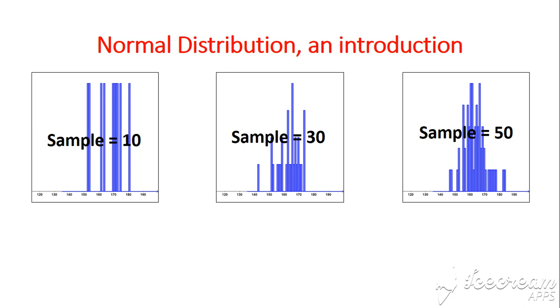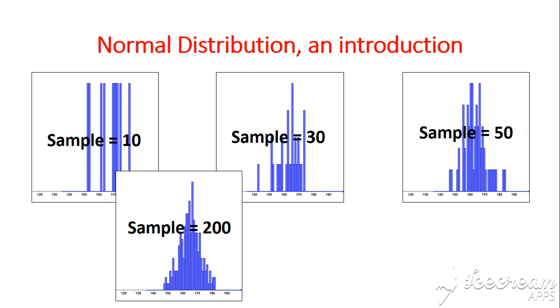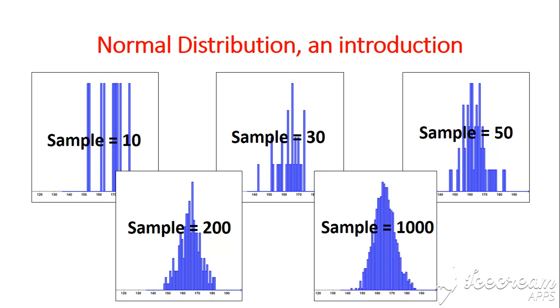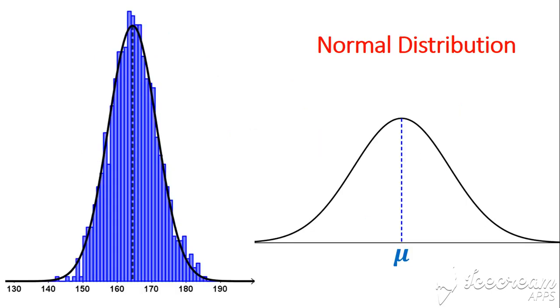Now, by the time we get to samples of 200, or even go all the way to samples of 1,000, the picture of what's going on looks much clearer. And we can start to see that it is looking like a normal distribution curve, with most of the people's heights in the middle, and a few on the right and a few on the left. So this is a normal distribution curve with the mean in the middle.